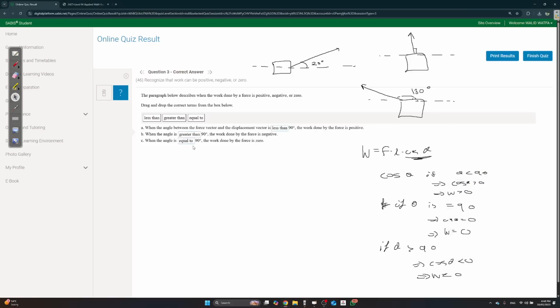So when is it 0? When the angle is equal to 90. When is it negative? When the angle is greater than 90. And when is it positive? When the angle is less than 90, okay?